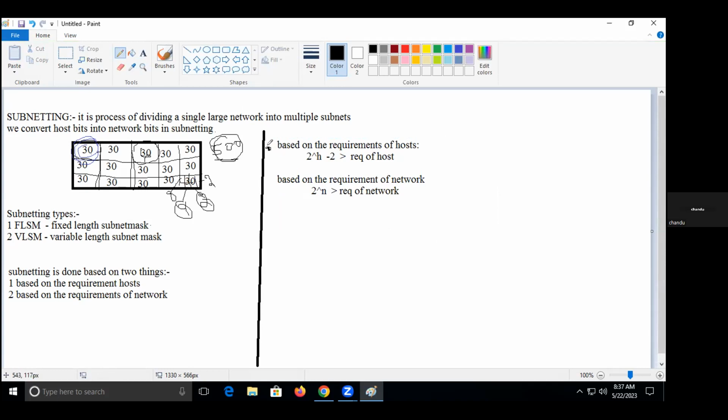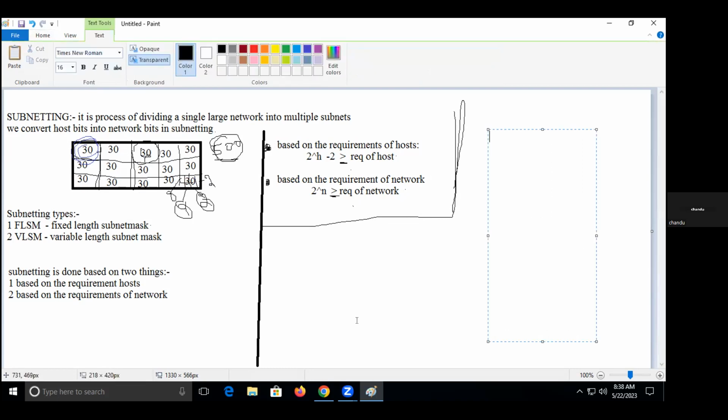If you do subnetting based on the requirements of host, 2 power h minus 2 is greater than or equal to the requirements of host. Based on the requirements of network, 2 power n is greater than or equal to the requirements of network. With the formula, you try to do subnetting. You will start doing exercises, and of course you will understand. What you are learning today, class, is subnetting. Subnetting is the process of dividing one large network into multiple networks. You can do subnetting based on the requirements of host or of network, and according to their formulas we need to calculate.